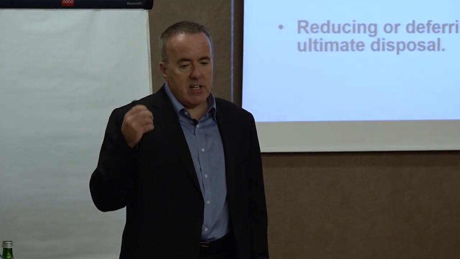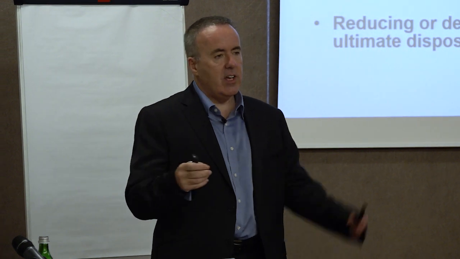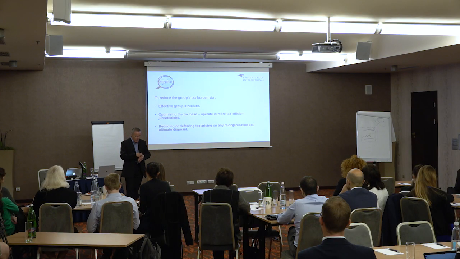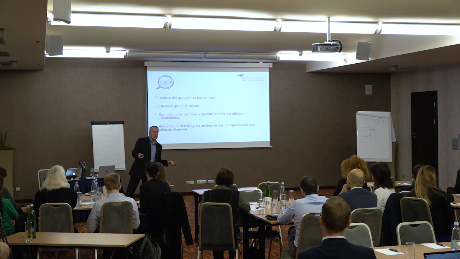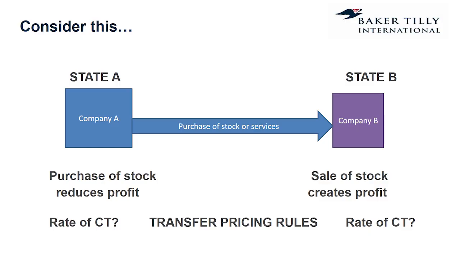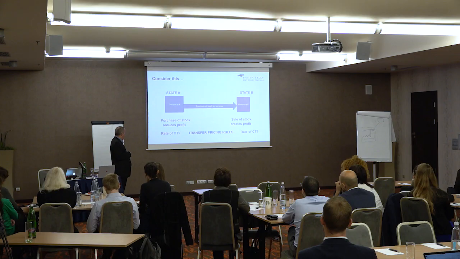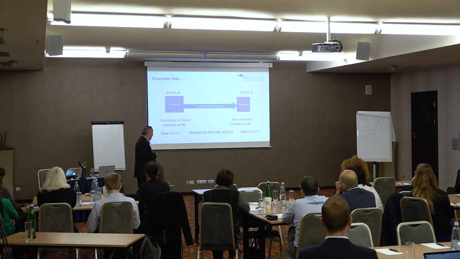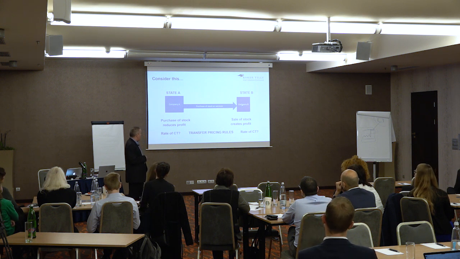But like I said, you've got to contextualize it, the treaty only comes in as part of the picture. And you'll see this in the exercise we're looking at later on, any event that you're looking at, you've got to be thinking of it in a slightly different way. So I mean, think about this. You've got company A in state A and you've got company B in state B. And basically what we can do is we can arrange for company A to buy stock or services from company B. And what that means is that when it buys the stock or services, we get a deduction for tax purposes in company A, and we get a taxable amount in company B.